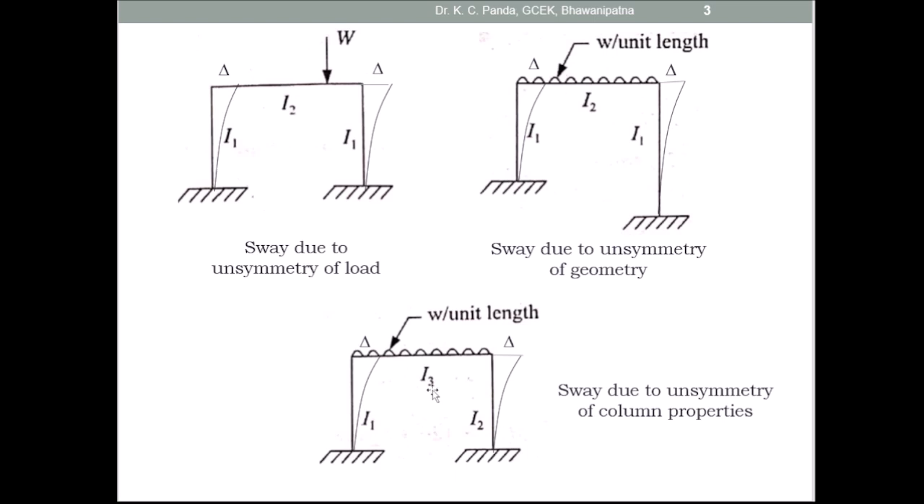Here the sway takes place due to unsymmetry of the column properties. Here the moment of inertia of AB is I1, of BC is I3, and of CD is I2. So the moments of inertia of all the spans are different. Due to these different column properties, or different moments of inertia, the sway of the frame takes place. This is an example of sway due to unsymmetry of column properties.